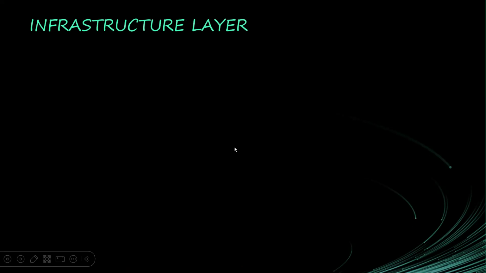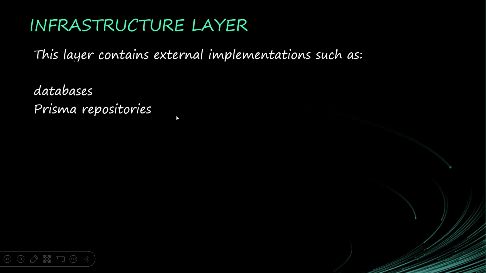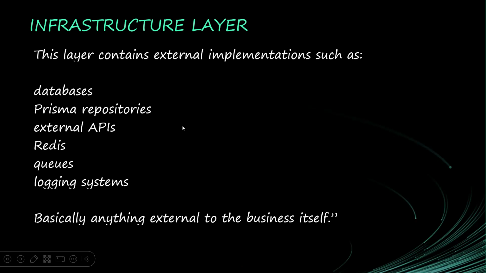All right. So the infrastructure layer contains external implementation. Anything that is not in our business logic and not in our application, our database, our Prisma repositories, external APIs, our Redis, our queues, our login system, they should be in the infrastructure. Basically, anything that is external to the business itself should be in the infrastructure layer.